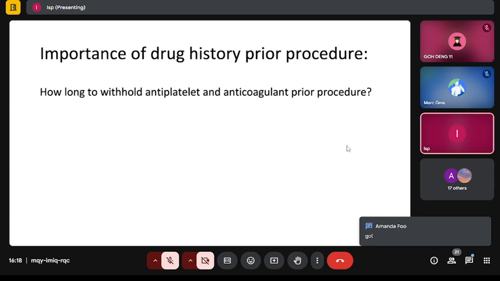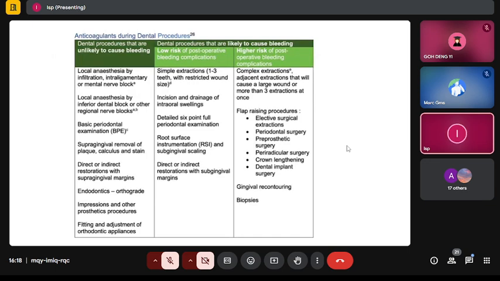In fact, in dental, I found that different countries have different sets of guidelines on how to manage these anticoagulants prior to procedure. But the basic concept is very similar to medical procedures. I think this is taken from the Malaysia guideline regarding anticoagulants. There's one page talking about anticoagulants during dental procedures. So same goes with medical or surgical procedures.